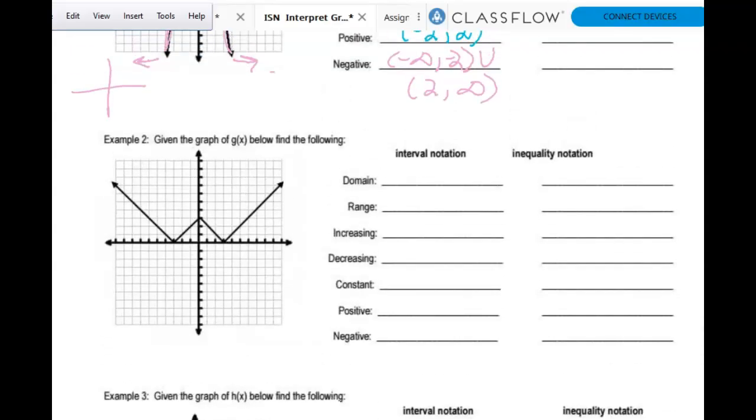Now what's the domain here? Are there any open circles? No. So from left to right, this is negative infinity to infinity. And the range is bottom to top. What's the bottom y value? It's 0 to infinity, and it's a bracket because it's included.